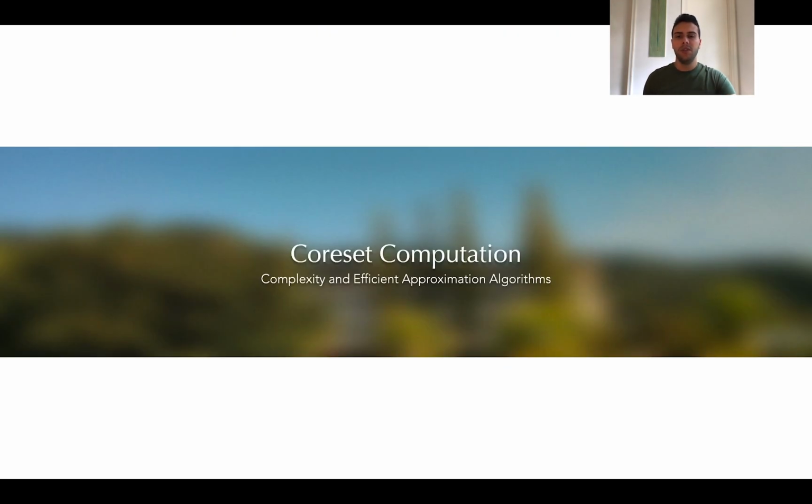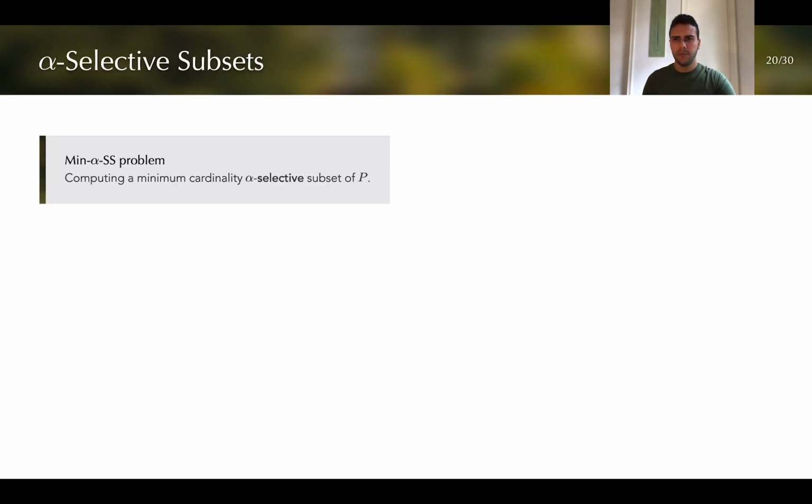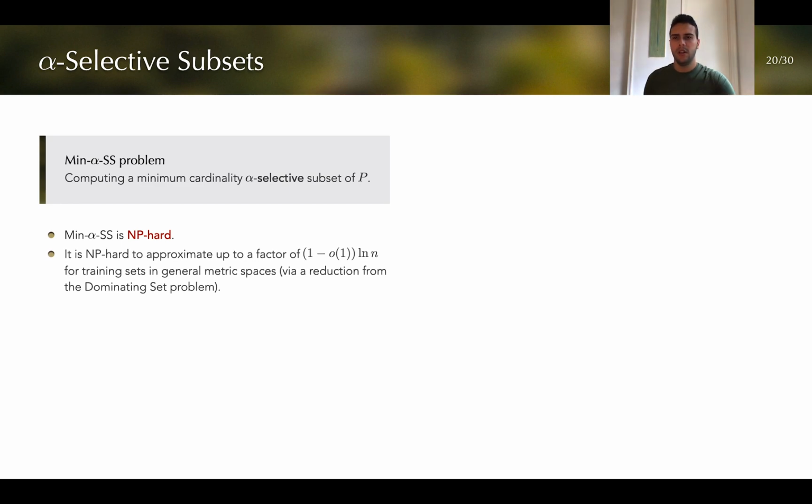Now, the next question is on how to compute these coresets, and we're going to present some results on the complexity and on efficient algorithms that find such subsets. If we consider alpha selective subsets, and in particular the corresponding optimization problem which finds minimum cardinality alpha selective subsets, we know that this is an NP-hard problem, and moreover, it's hard to approximate up to a factor of log n, and this result is an easy reduction from the dominating set problem.